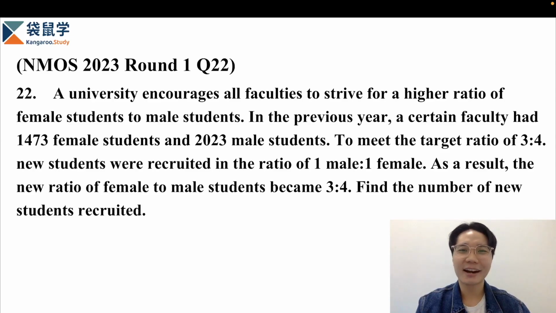A university encourages all faculties to strive for a higher ratio of female to male students. In the previous year, a certain faculty had 1473 female students and 2023 male students. To meet the target ratio of 3:4, new students were recruited in the ratio of 1 male to 1 female. As a result, the new ratio of female to male students becomes 3:4. Find the number of new students recruited.